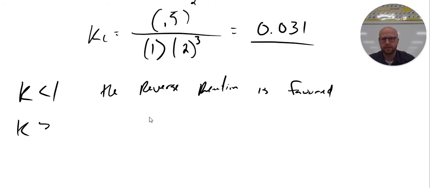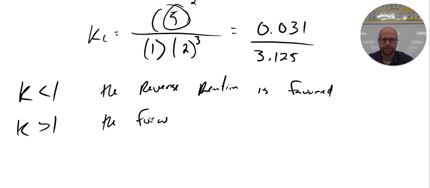So the opposite would be true. Say K was greater than 1. Okay, say you switch this to, instead of 0.5, say it was 5. And then you'd get that squared divided by 2 to the third. That would have given us a value of, if it was 5, 3.125. Well, now what do we know? Well, now my products, or my numerator, is larger, so the forward reaction is favored.